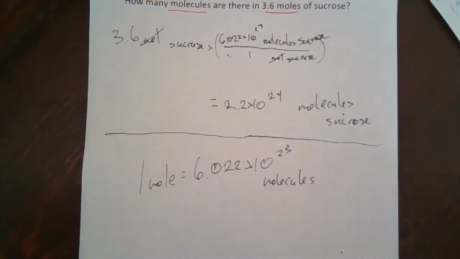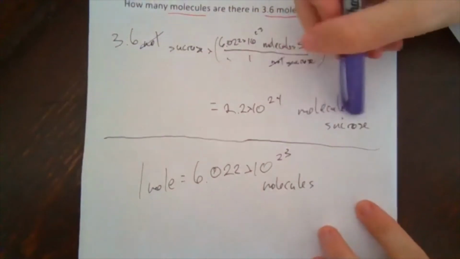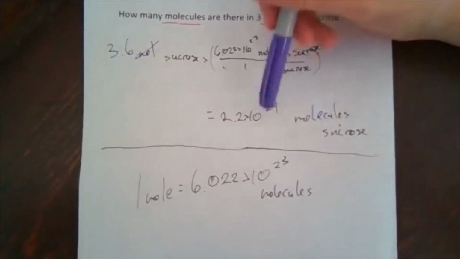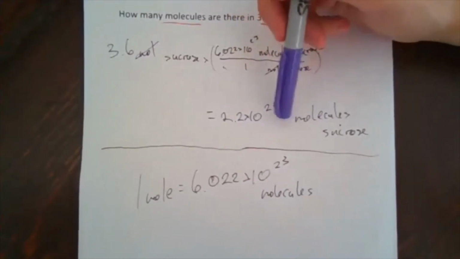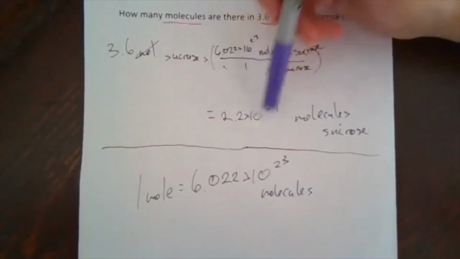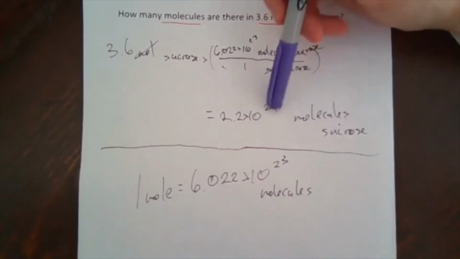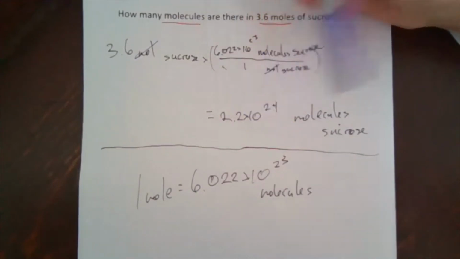One of the things we can see whenever you are looking for molecules or atoms or ions, where you're counting individual atomic or subatomic particles, is that they're going to be a huge number. This number is massive, right? 10 to the 24th power. So whenever you're dealing with molecules, you should expect a number of this magnitude.